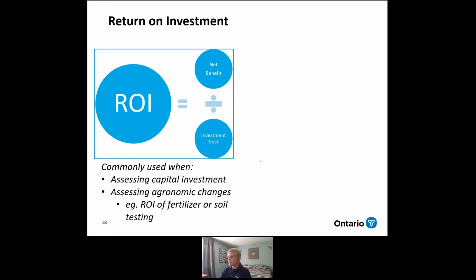And in the fertilizer example, it would be the cost of the fertilizer, and the net benefit would be the bump in yield that you get. And so you can calculate those on an agronomic basis as well.